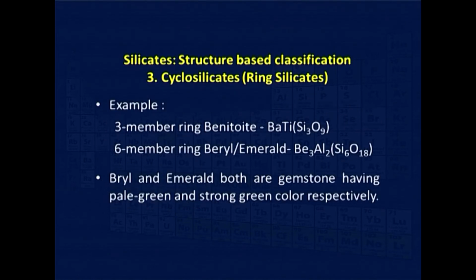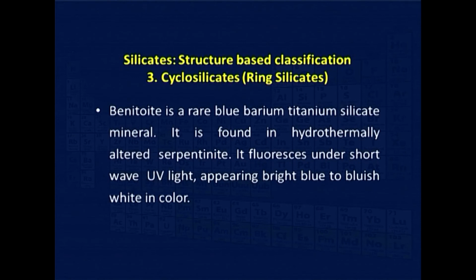The best example of the 3-member ring is benitoite, which is BaTiSi3O9, and the 6-member ring is beryl or emerald. Beryl and emerald are both gemstones, having pale green and strong green color respectively. Benitoite is a rare blue barium titanium silicate mineral. It is found in hydrothermally altered serpentinite. It fluoresces under short wave ultraviolet light, appearing bright blue to bluish white in color.